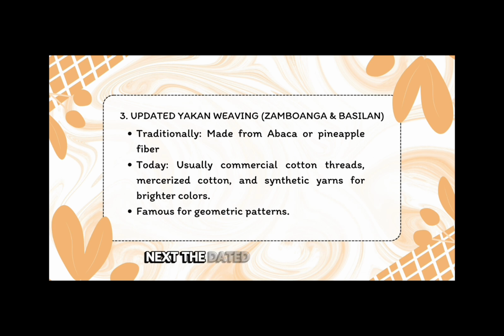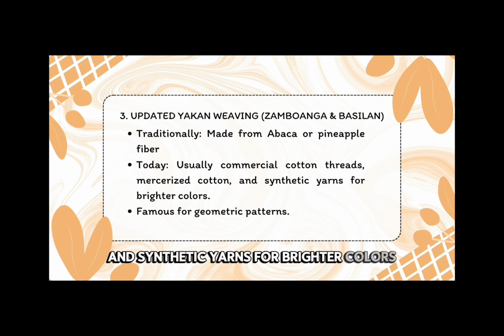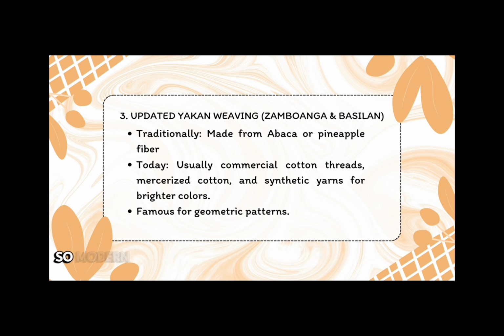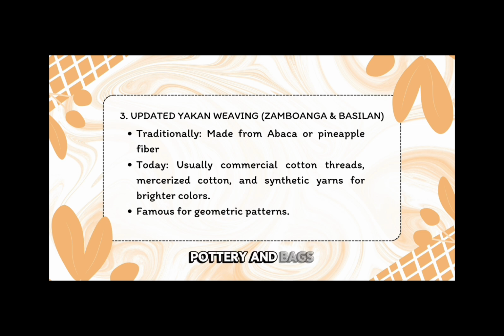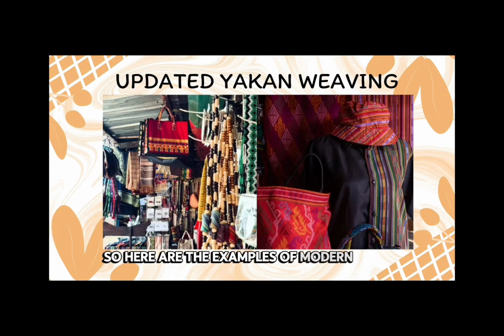Next, the updated Yakan weaving from Zamboanga and Basilan. Traditionally made from abaca or pineapple fiber. Today, it usually uses commercial cotton threads, mercerized cotton, and synthetic yarns for brighter colors. It was famous for geometric patterns, so modern Yakan products include jackets and hoodies, footwear and bags, phone and laptop sleeves, and face masks. So here are the examples of modern Yakan.